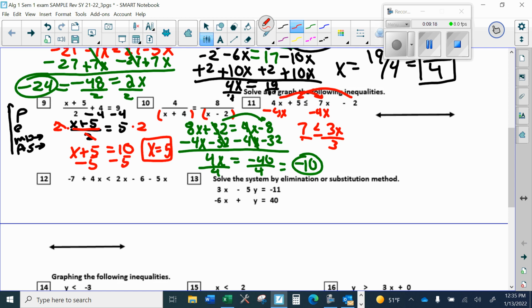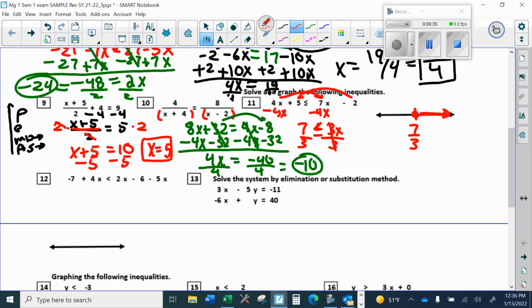And last step, divide by 3. So I have x is greater than or equal to 7/3. So at 7/3, it's greater than or equal to, so it's got an equal to sign. It's a closed circle, and greater than is to the right. Okay, and I put an arrow at the end like that.